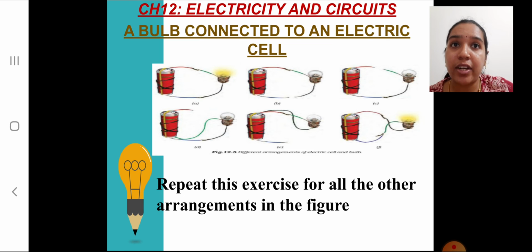Do the same for the other arrangements of the electric cell and the bulb also. Observe the differences among the arrangements. Like we just asked you to analyze why the bulb is not glowing in these types of arrangements, you will get the answer now.